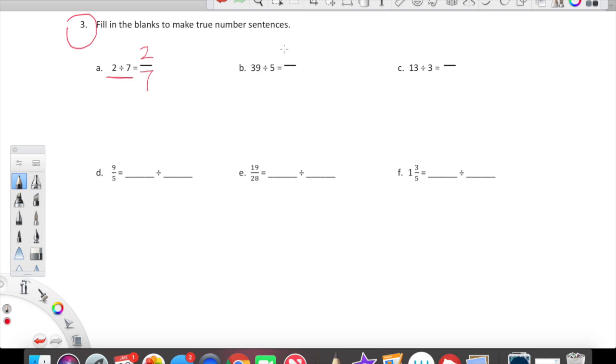39 divided by 5 is equal to 39/5. 13 divided by 3 is equal to, you guessed it, 13/3. Isn't that so interesting, you guys? 9/5 is equal to 9 divided by 5. It also works in reverse. So let's look at this here. 19/28 is equal to 19 divided by 28. Wow, so fun.